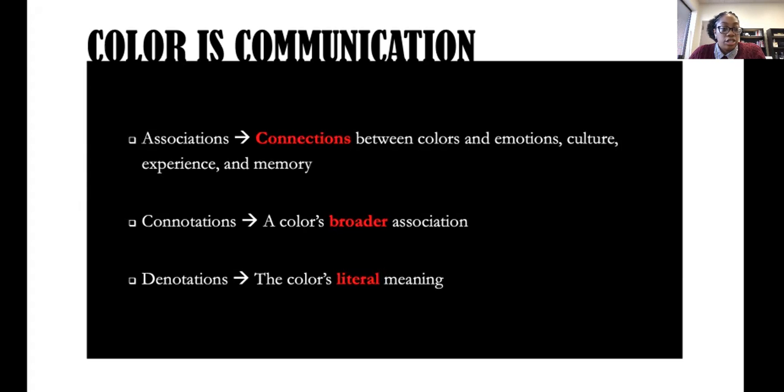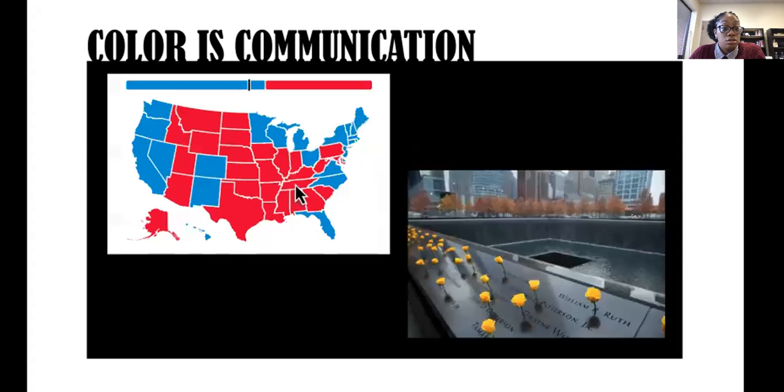And then you have denotations, which are a literal meaning. So blue sky, green grass, red roses. Here's an example of culture in terms of color and in terms of organization. You have red and blue for the Electoral College.